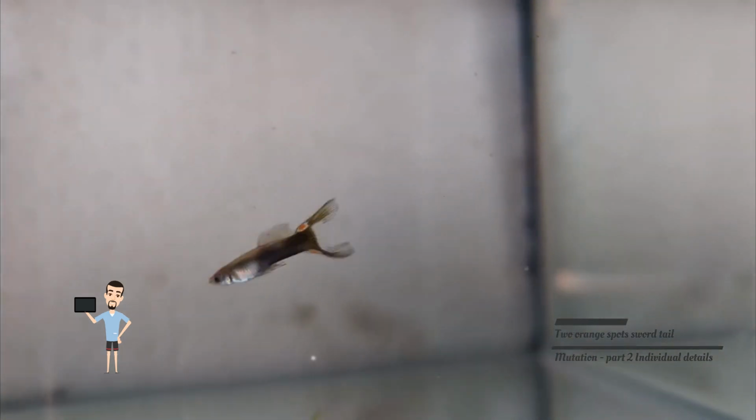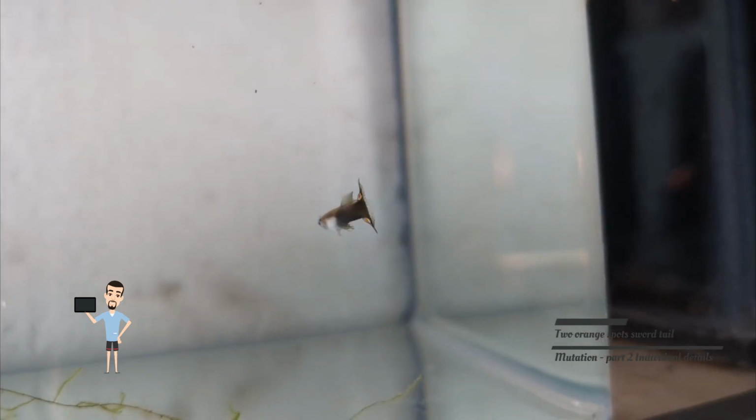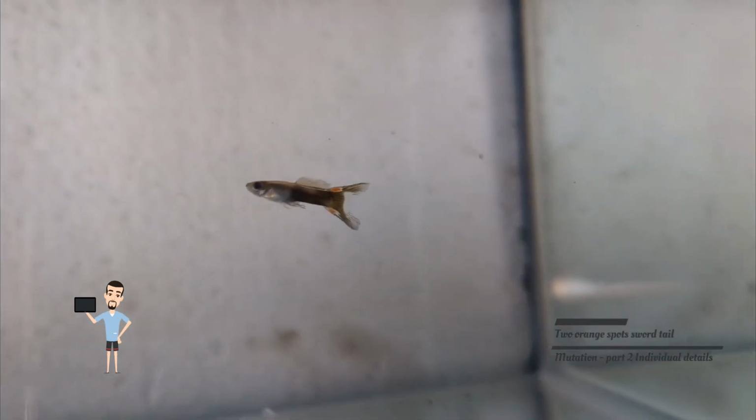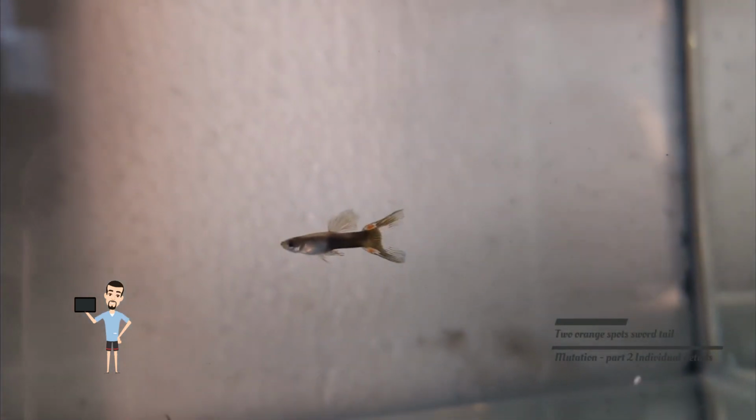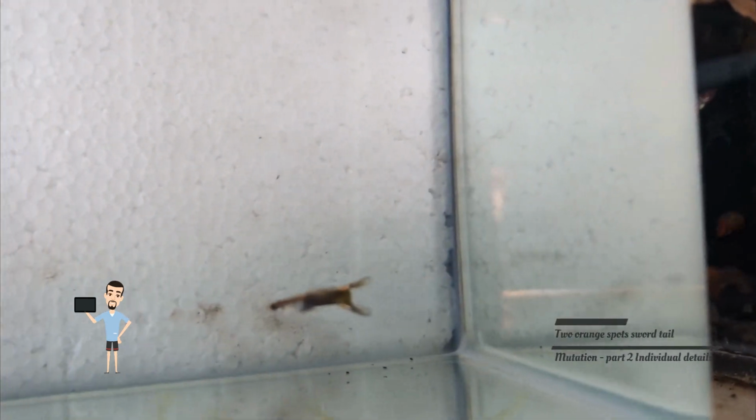Now I would like to show some of the mutation examples that we may want to use to continue as a line. This is one of the mutations I found. So far I have three of them. Males look like this, although they are in different colors. This one is very unique, as you can tell from the video.